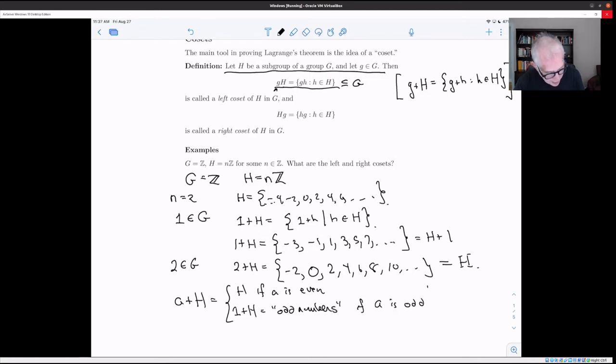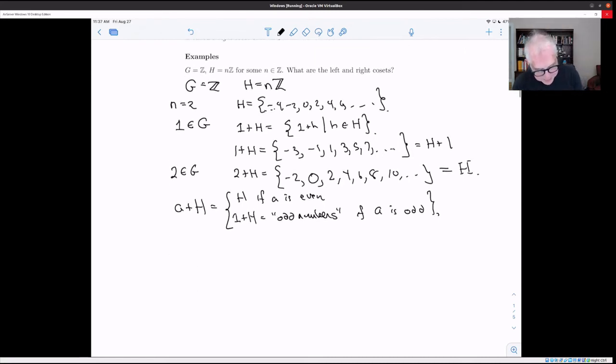Because adding an odd number to the even numbers gives you all the odd numbers. So there are only two cosets of H in the integers. There's the subgroup consisting of the even numbers, and the coset 1 plus H consisting of the odd numbers. So now we actually have a kind of algebraic interpretation of the odd numbers. They're a coset of the subgroup of even numbers.